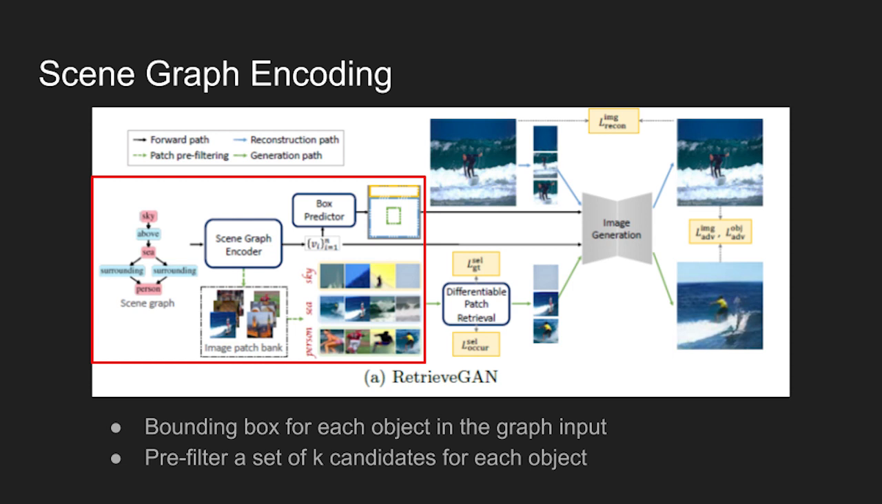The goal of the scene graph encoding module is to provide necessary information for the patch retrieval and image generation modules. It does this by constructing a scene graph encoder with a series of graph convolutional networks and predicts bounding boxes of each object in the graph input. Because there are a large number of image patches in the patch bank, the module first pre-filters k candidate patches. This enables the module to retrieve object patches on a subset of image patches, and this solves the memory limitation problem.